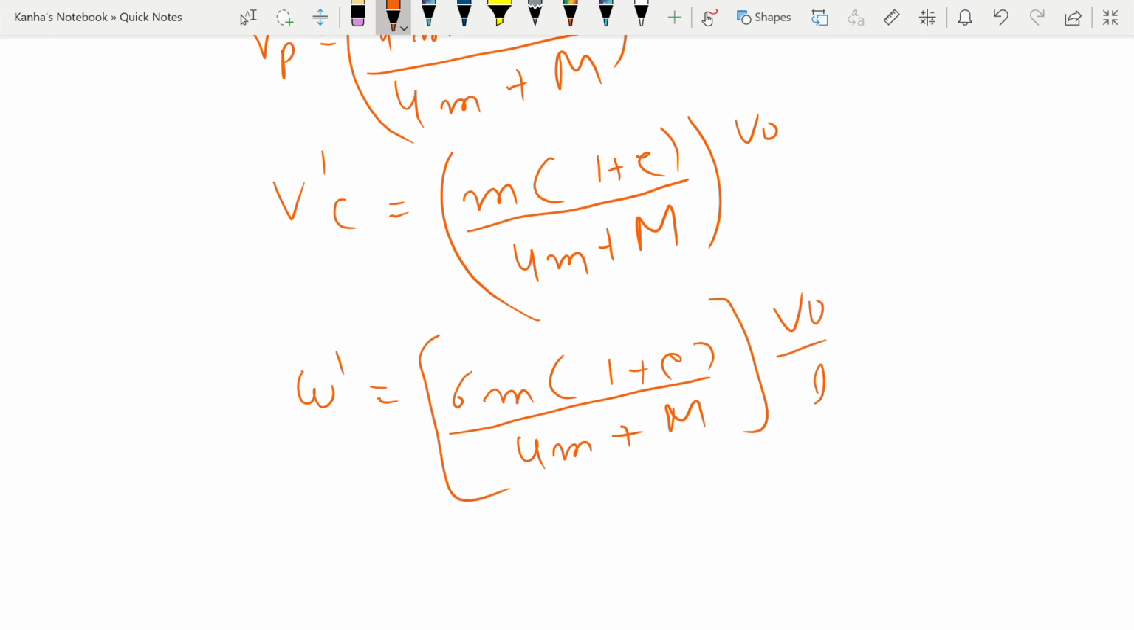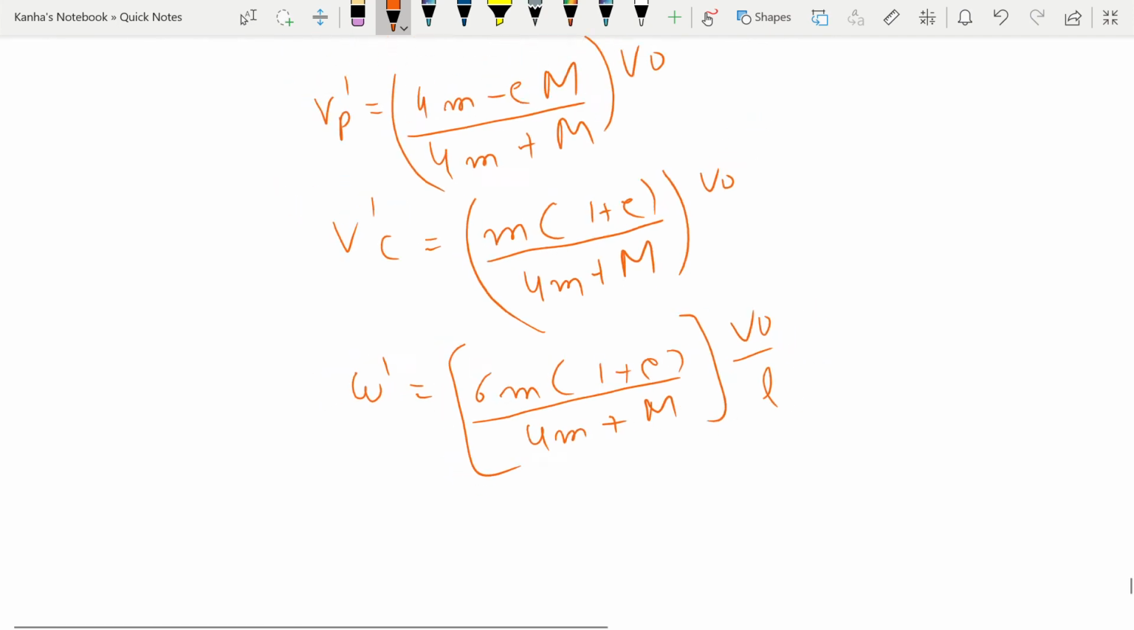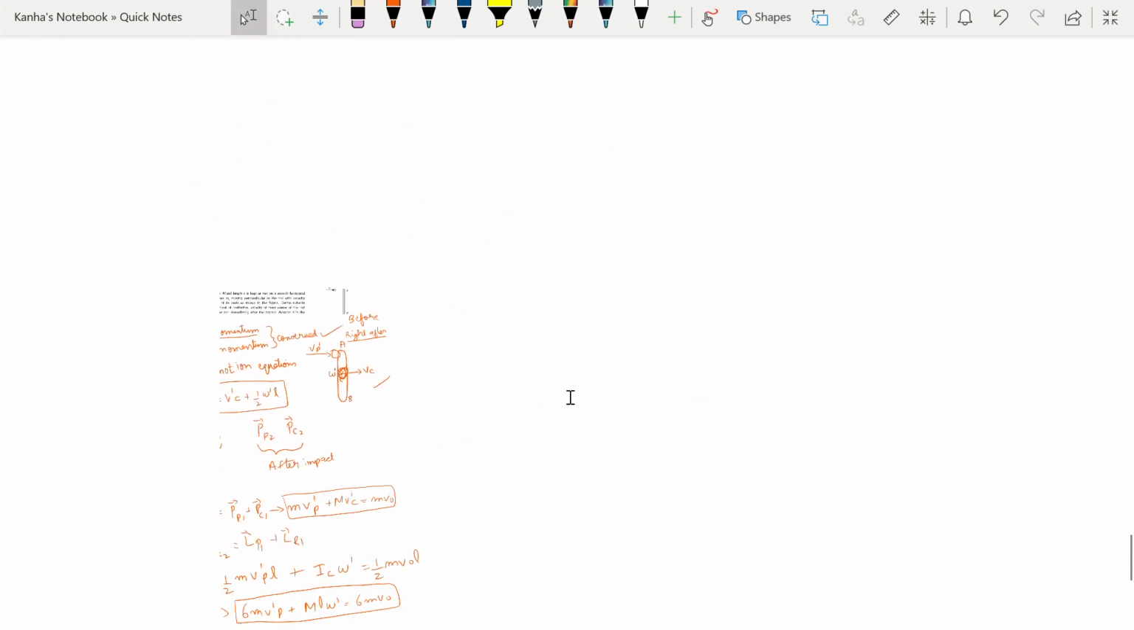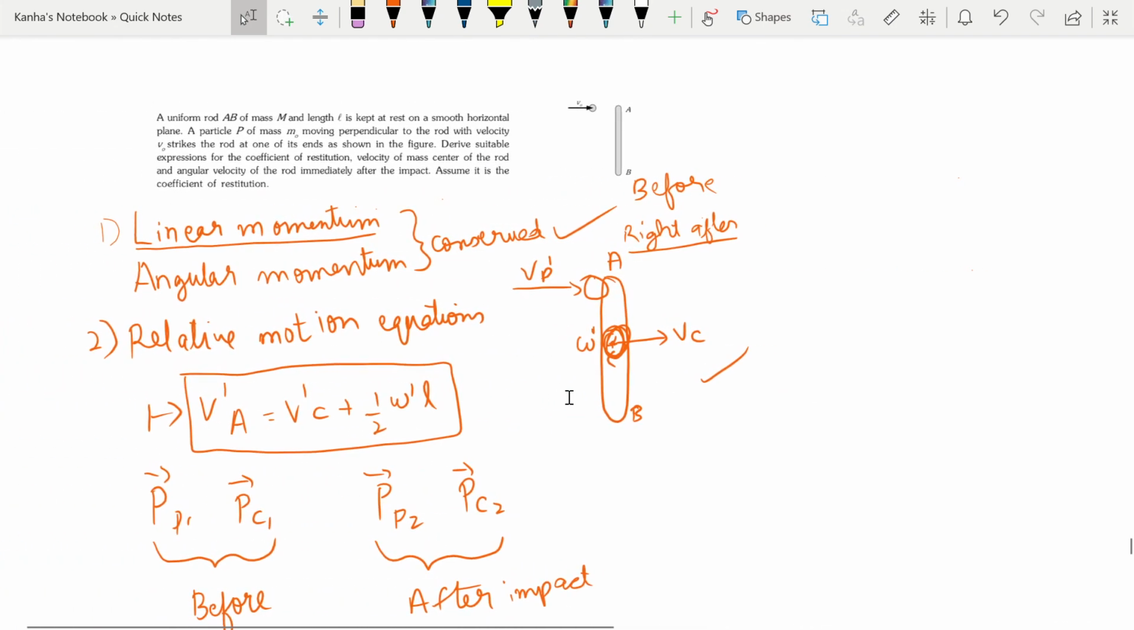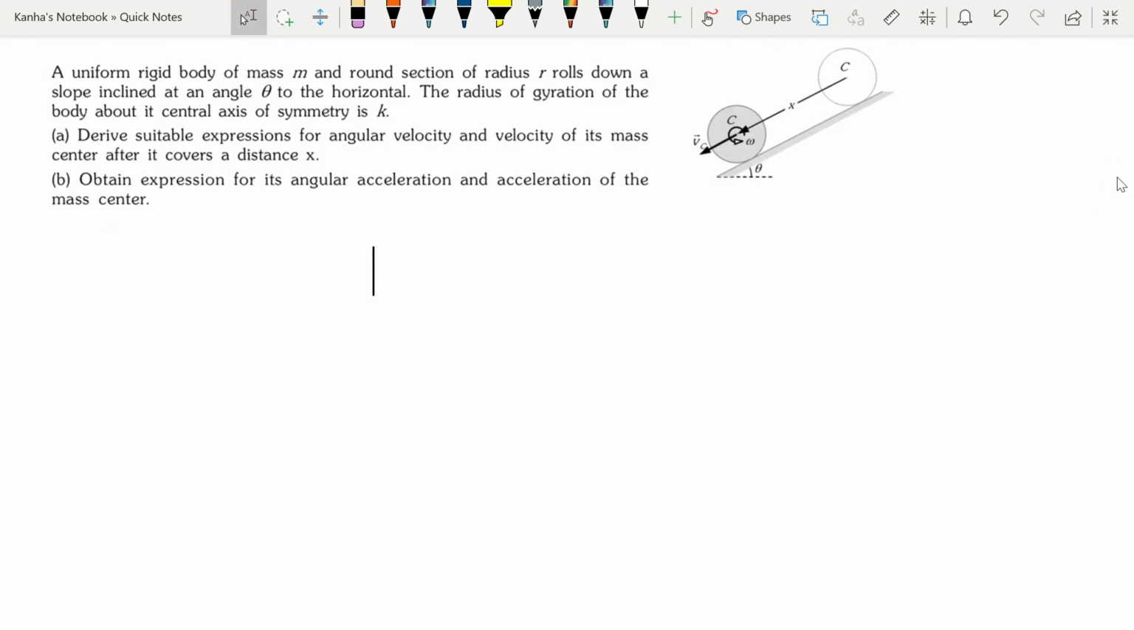Okay, so what did we learn from this question? In order to approach a question in which there is an eccentric collision, so that there is a rotational motion right after the collision happens, you need to be aware of the relative motion equations, and you need to conserve linear momentum and angular momentum about an axis that is perpendicular to the plane. Then using just these three things, you can find every other quantity that is required from the question. Let us quickly look at one more problem.